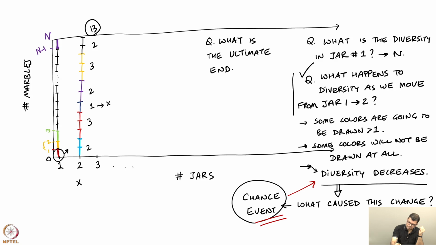Of this game? Where does this game end? Because as we keep moving forward in time, loss of diversity will keep on taking place. Maybe it will not happen from jar 2 to 3, maybe each of these colors will be represented there, but eventually there will come a point when one of these colors was not drawn among the 13 draws that I did. As a result, the diversity will keep on decreasing with time. Eventually, we will reach a stage where only one color is present.